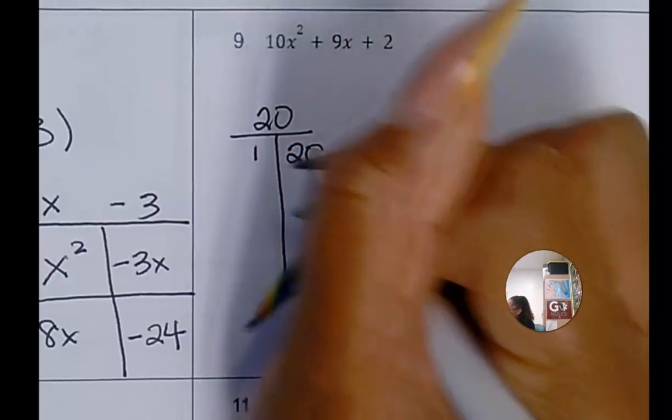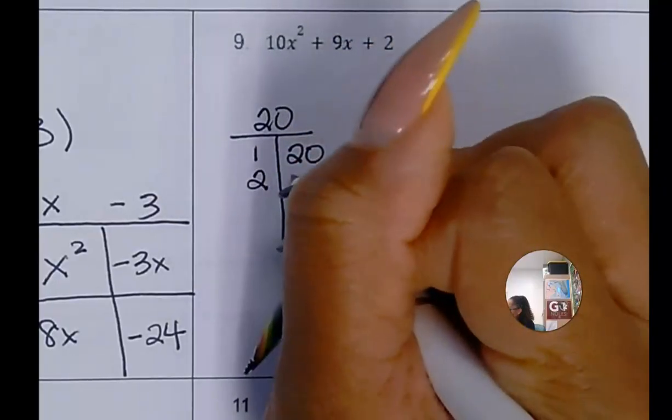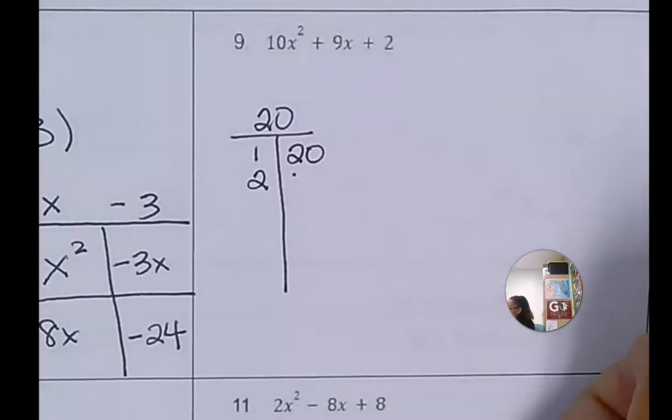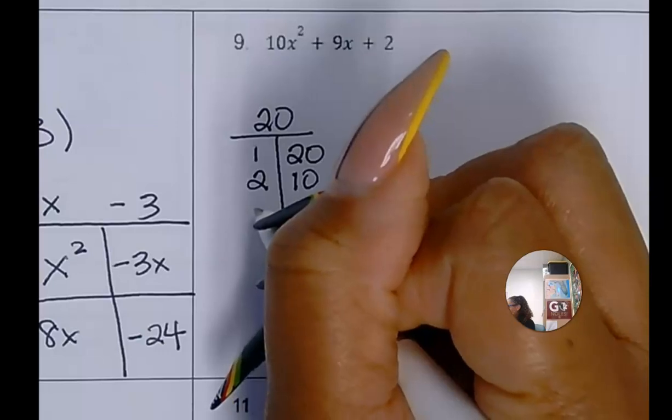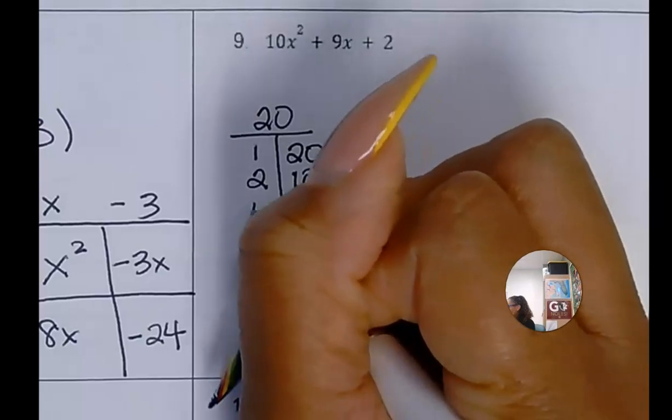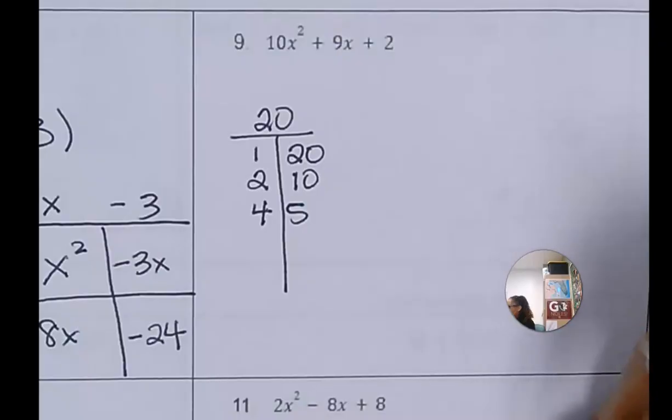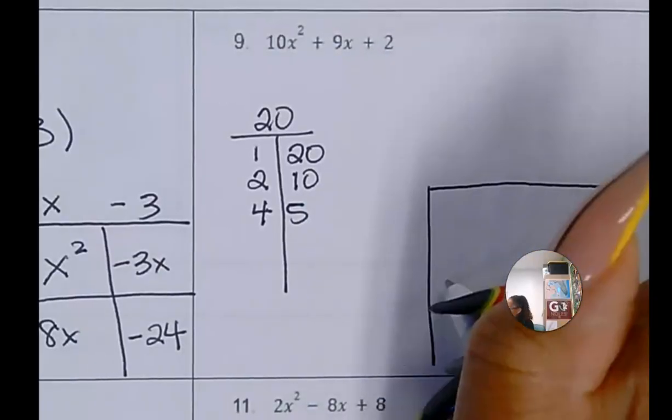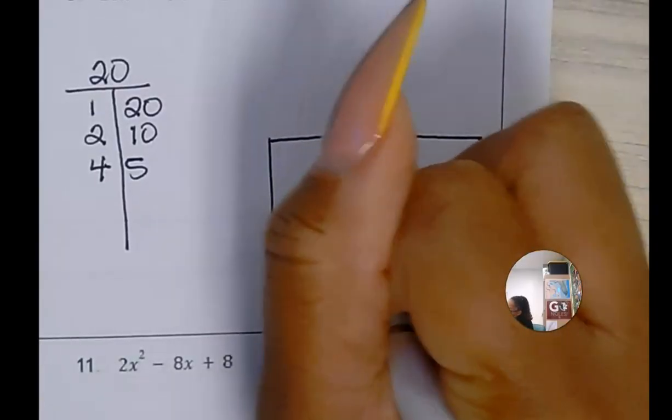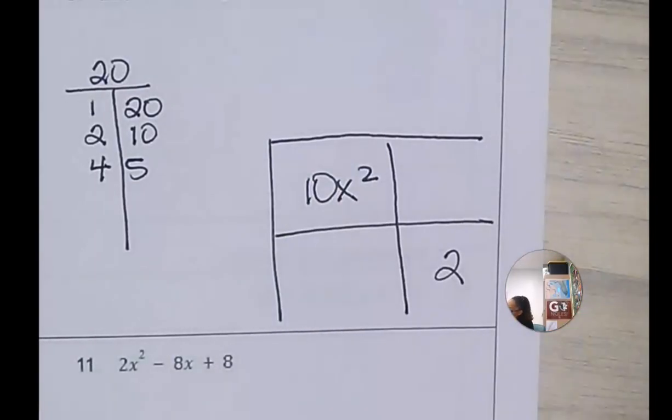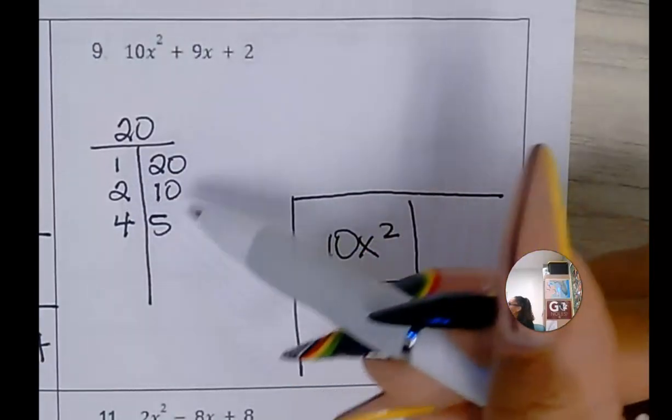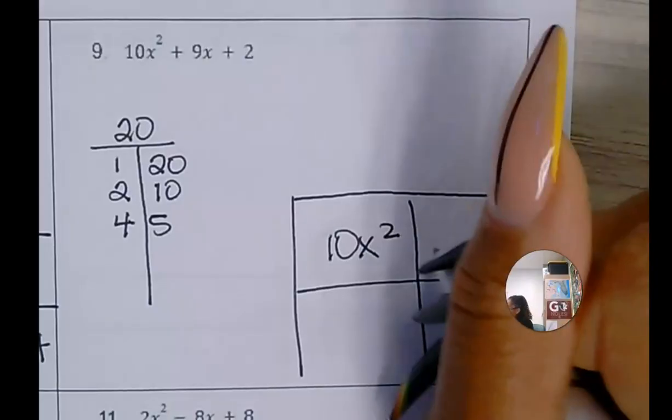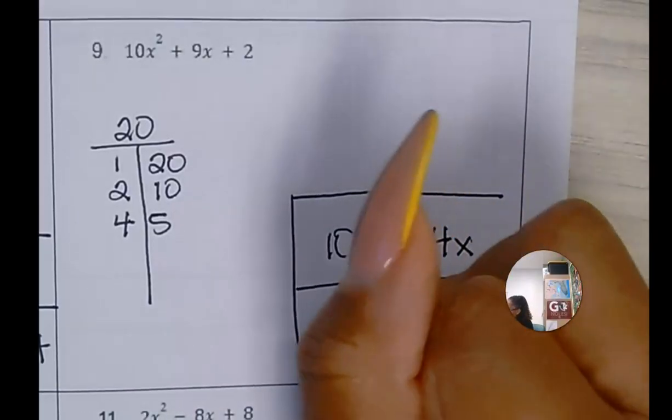So yes, we can. 1 and 20, 2 and 10, 3, 4, and that's it. Reverse box. 2 and 10x squared. Split the middle to get 9, which over here will give me 9. 4x and 5x. Good.